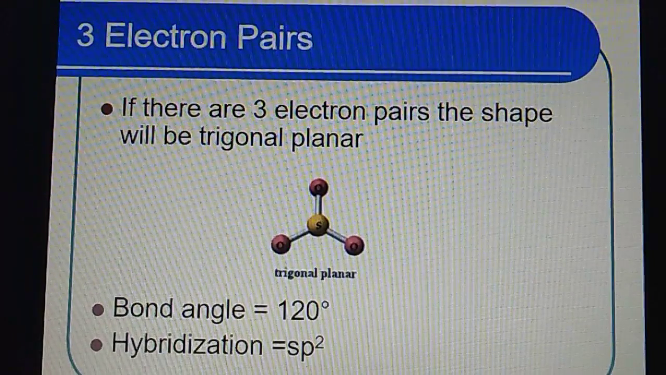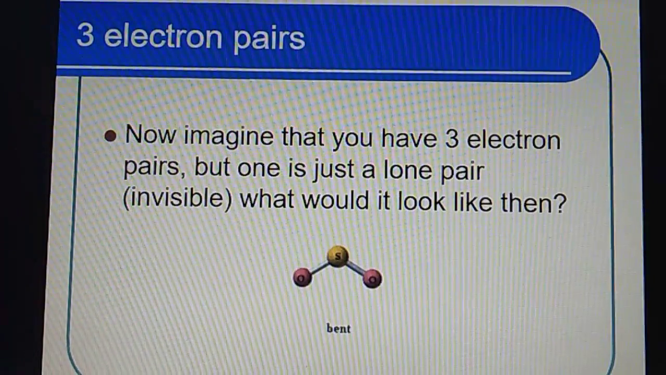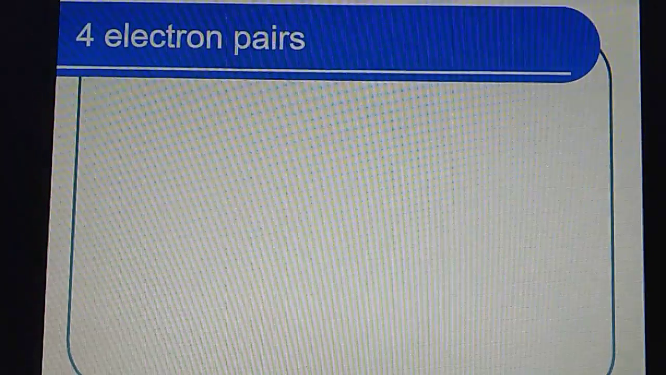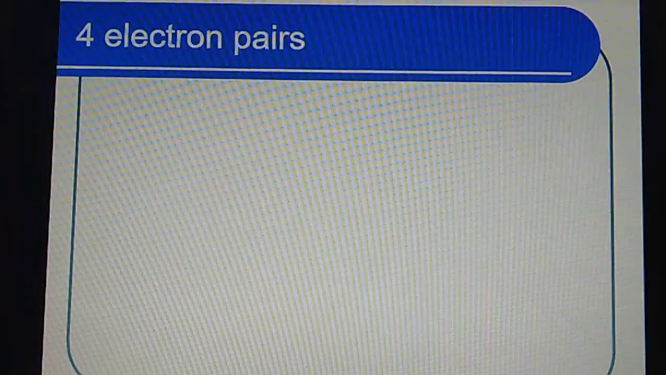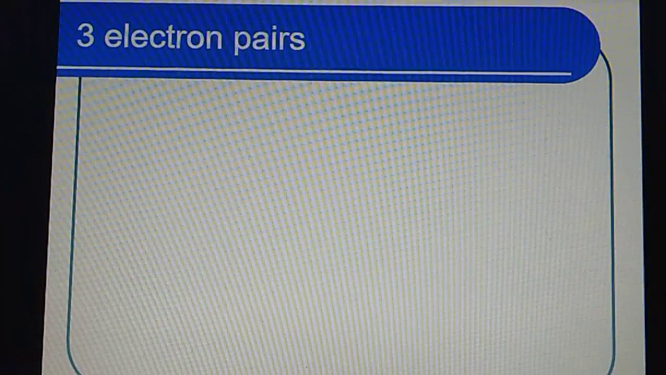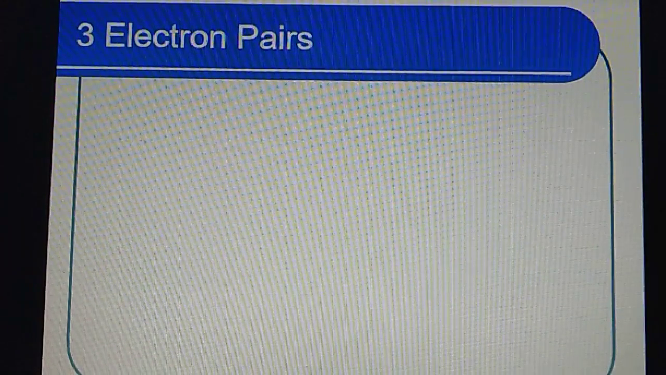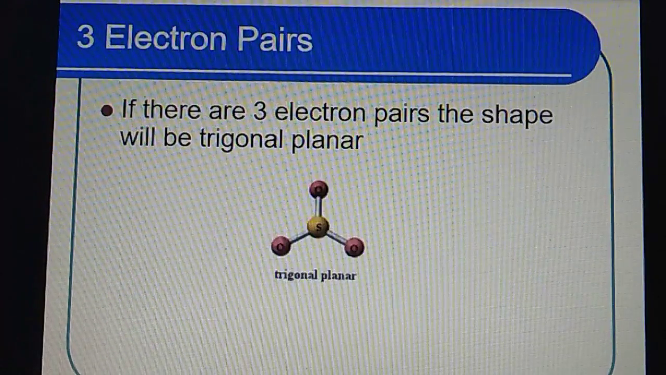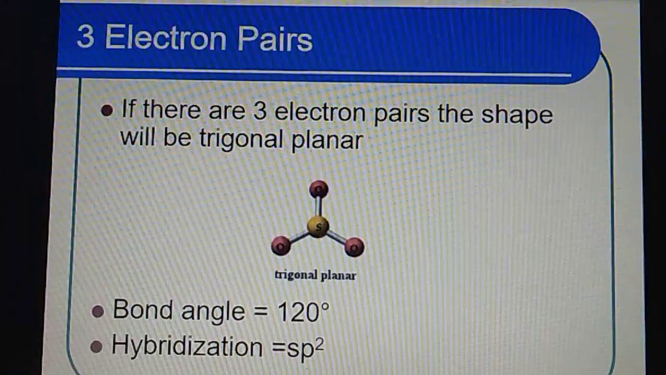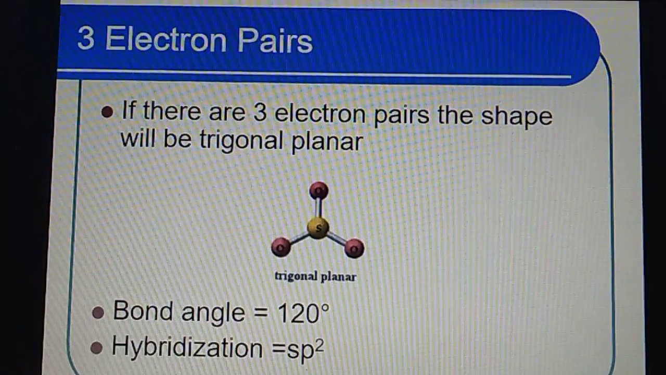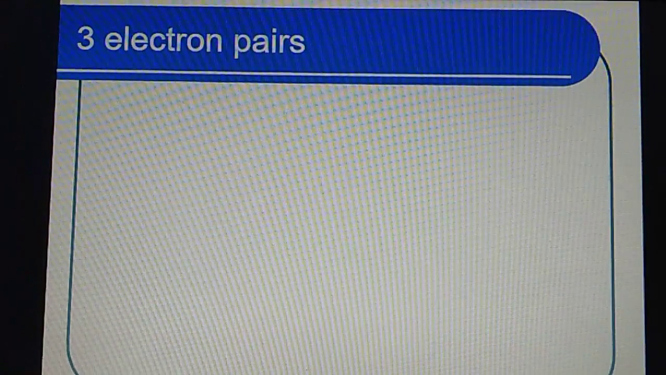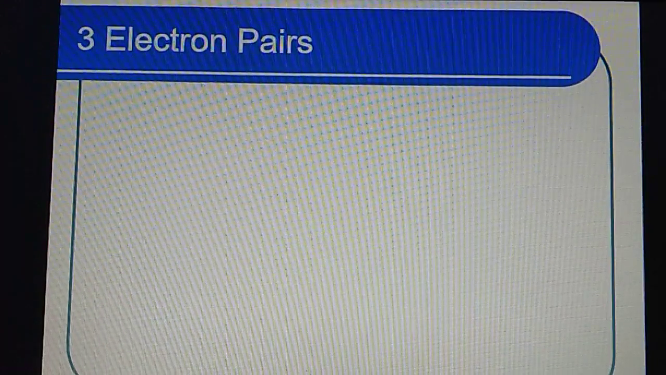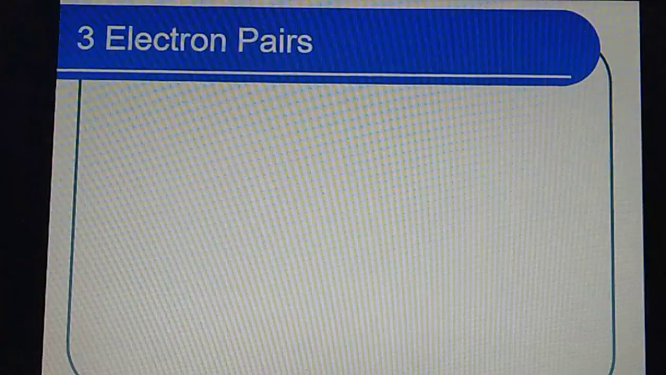Now when you are talking about 3 electron pairs, student, what would be the case? If we talk about the case of 3 electron pairs, what would be the 3 electron pairs here? You check out the slides. Let us wait a little, student, the slide is shifting. If there are 3 electron pairs, so what is happening here?